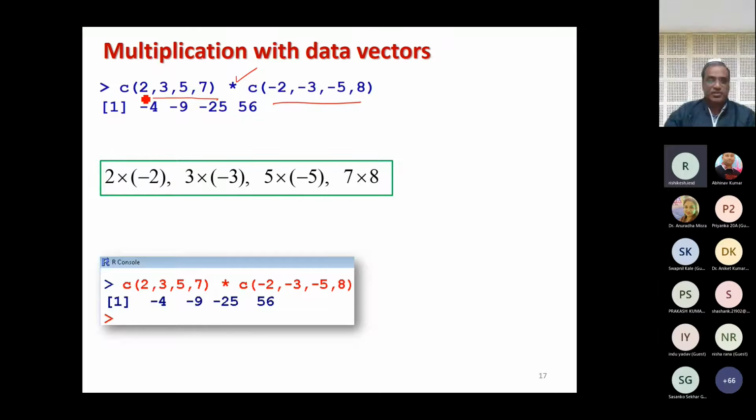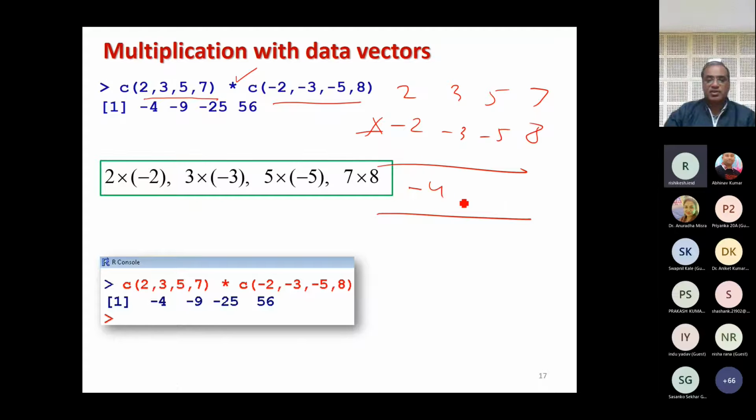Now the same thing will happen. 2, 3, 5, and 7. -2, -3, -5, and 8. And now it will be multiplication. So that will be 2 into -2, this is here -4. 3 into -3, this is -9. 5 into -5 is -25. And 7 into 8 is 56. And this is here the outcome.